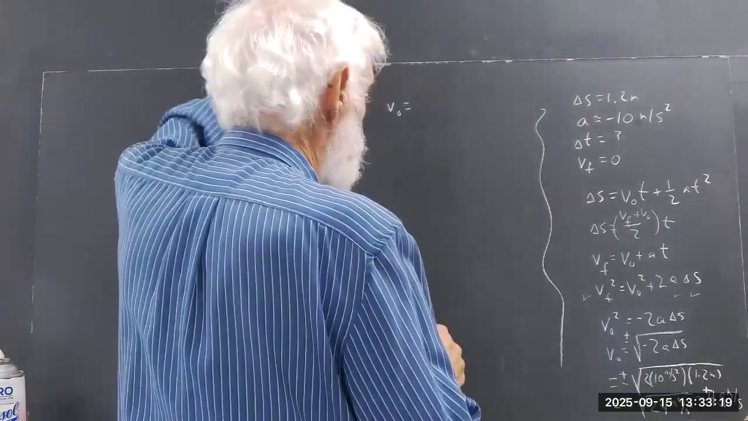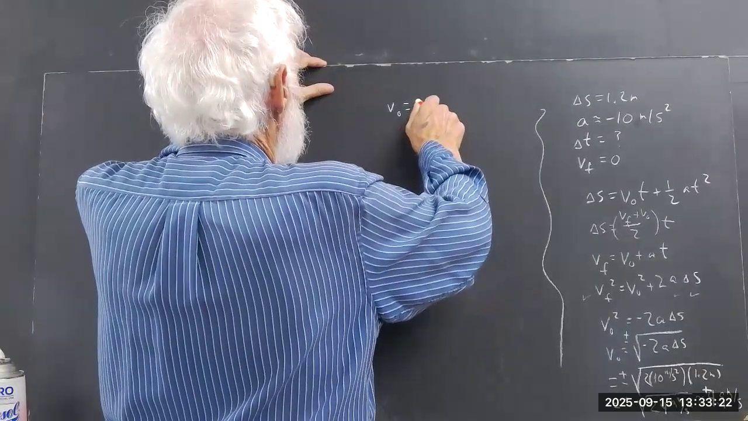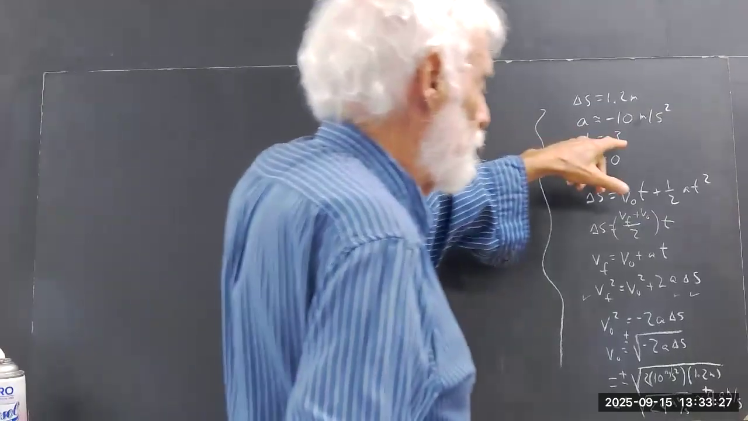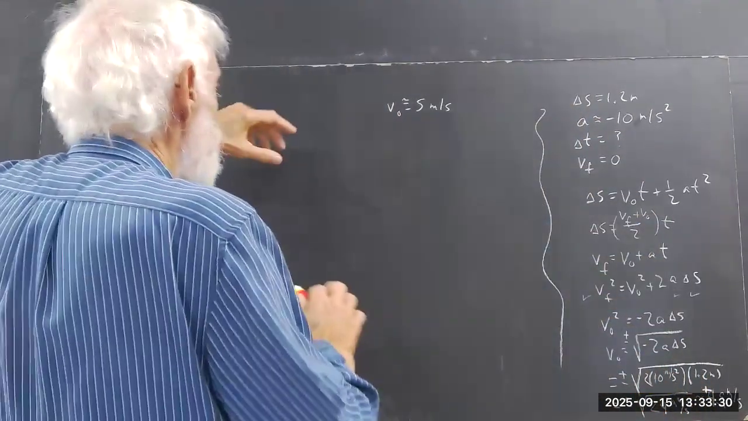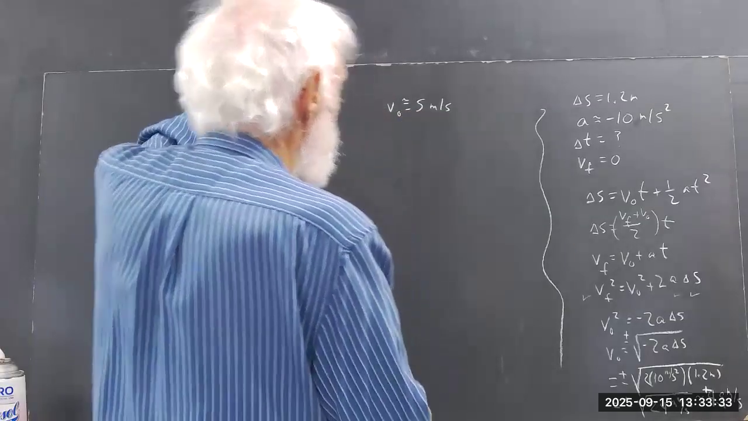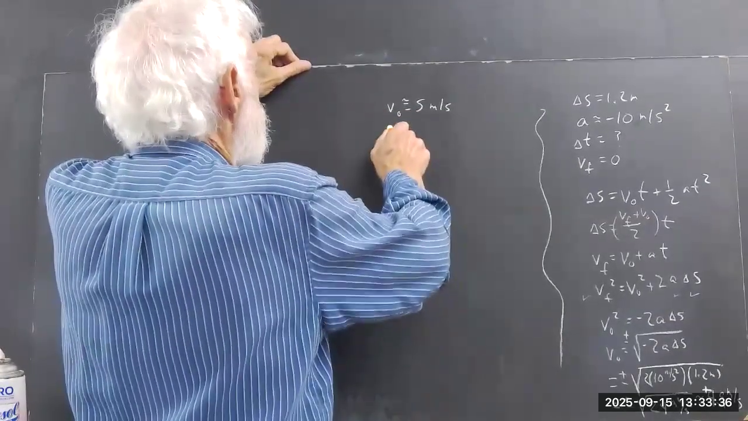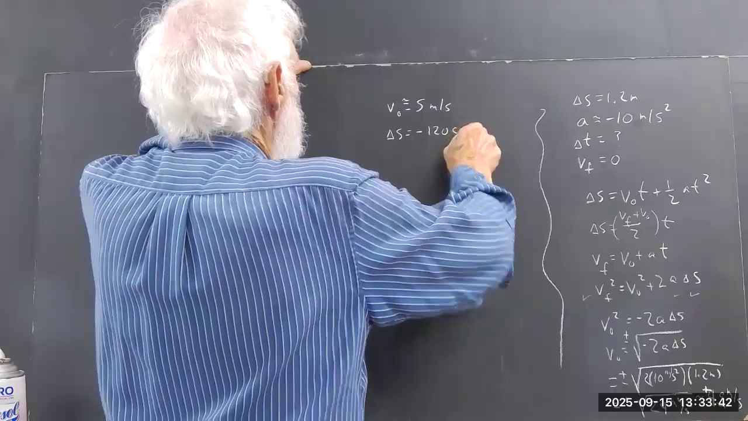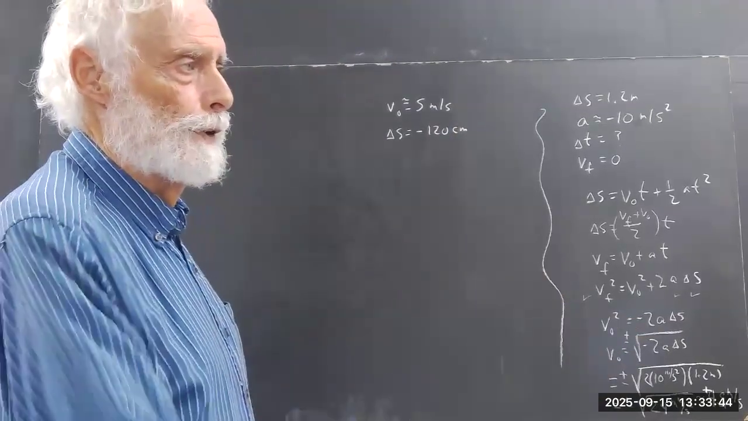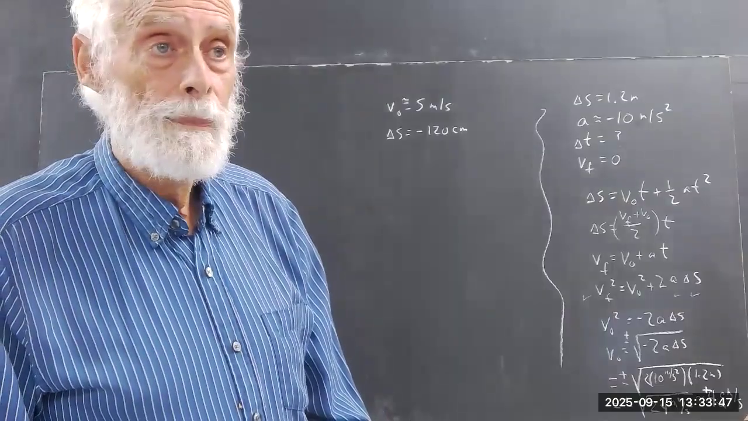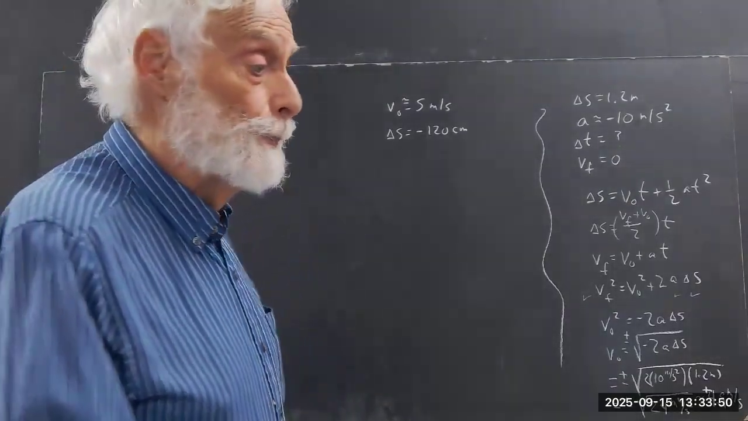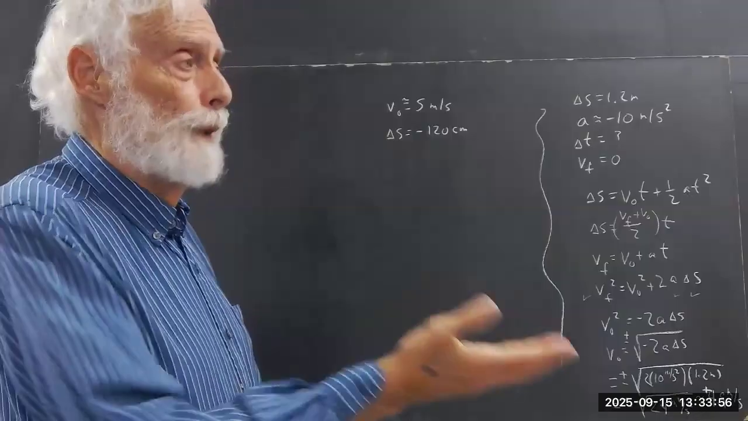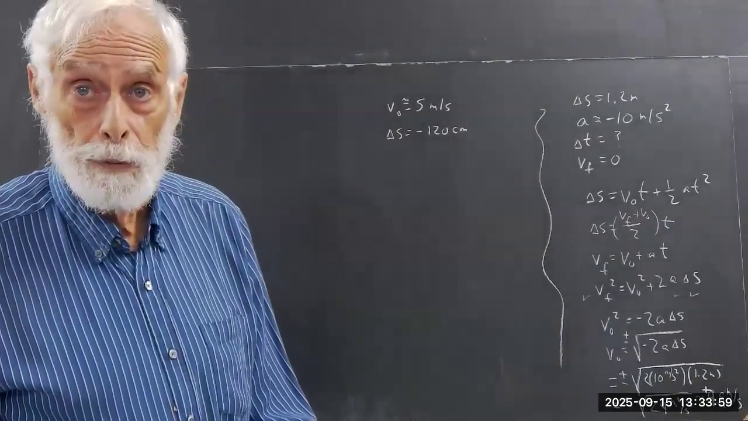Okay, so V naught equals, I'm just going to use 5 meters per second. And actually, if I'd used 9.8 instead of 10, it might have come out 4.8. I don't know. But anyhow, V naught is 5 meters per second. I said that I was releasing it from 120 centimeters above the floor. That makes sense? So my displacement from here to the floor is negative 120 centimeters. The initial velocity is 5 meters per second upward.